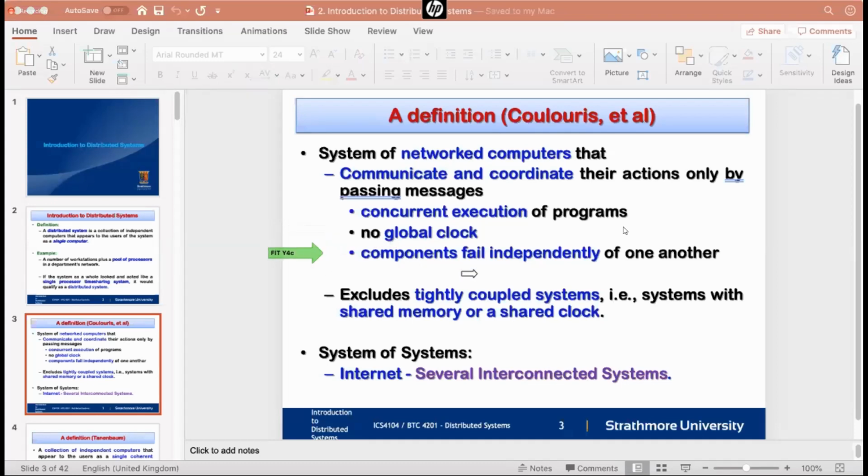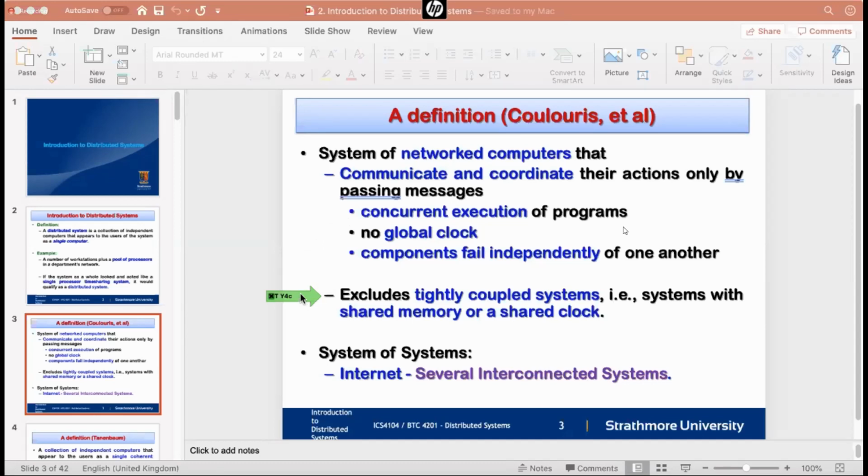And the parts fail independently of one another. If the part that is in London fails, it does not mean that the part in New York will fail, or the other part, or even the part here. No, they fail independently. So the only thing that you may notice is degradation of performance, or if the component that failed was supposed to give you a result, maybe that's when you realize it failed. So that means a distributed system has concurrent execution, no global clock, and components fail independently of one another.